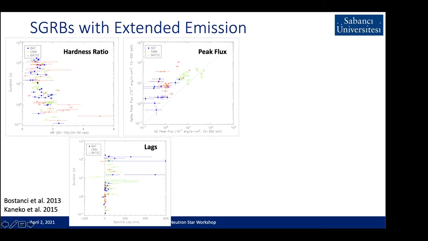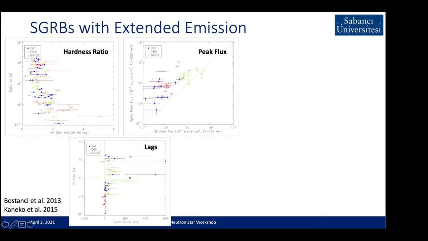And then when we look at these extended emission versus the spike, we still see hardness ratio differences, not exactly differences, but you can see the tendency again, that short spikes right here have a little bit hotter spectra compared to the extended emission part. And for peak flux, there's a little bit of positive correlation between the extended emission peak flux and spike peak flux. So when the peak flux is higher in the spike, extended emission tends to be brighter. But again, it's not a very strong correlation, but we can see the relation.